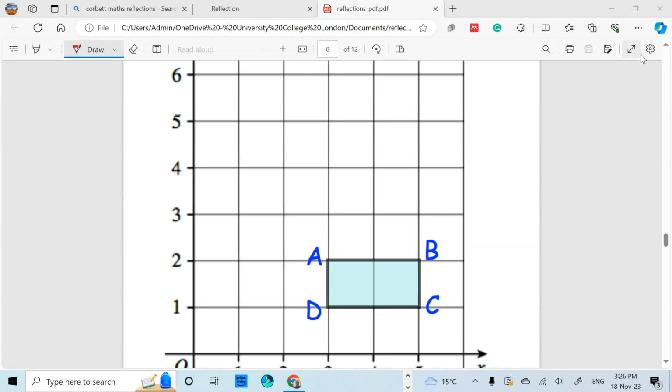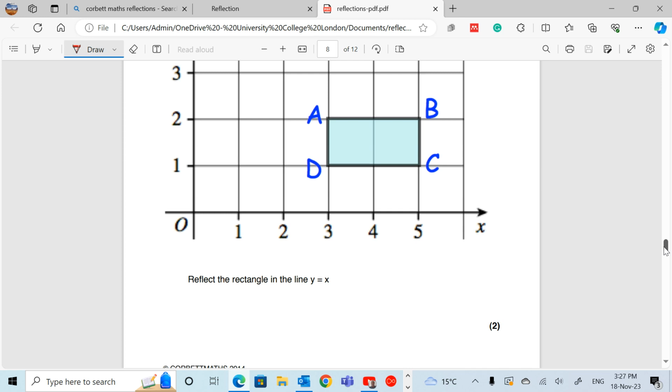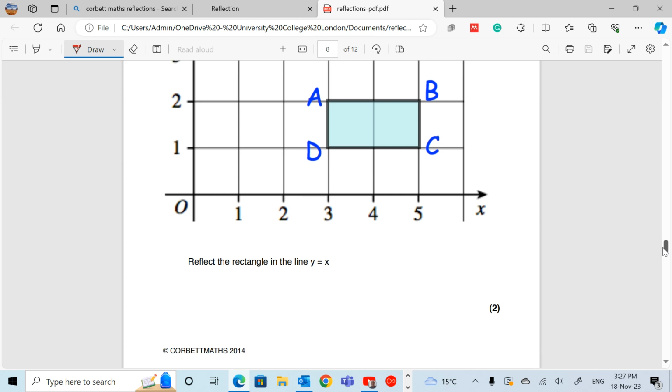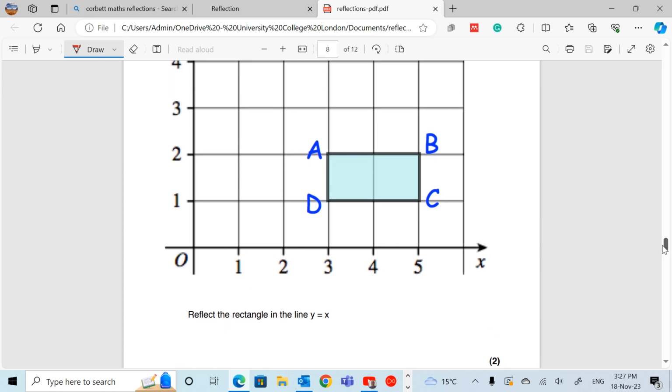Okay, reflections part 2. Now, you're going to be asked in exam questions to reflect lines in a particular form using equations. So here, let's go to the question and the amount of marks associated with the question. For 2 marks, reflect the rectangle in the line y is equal to x.